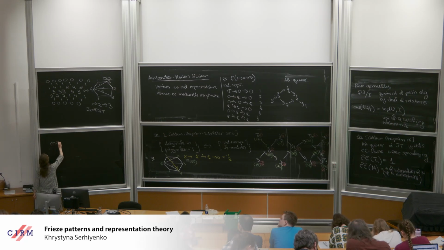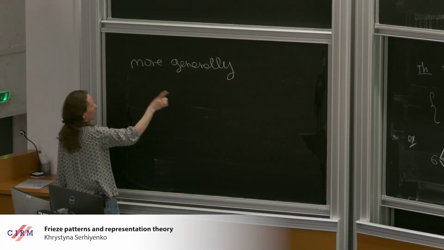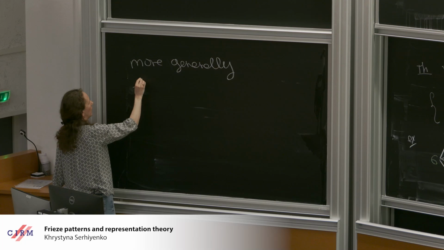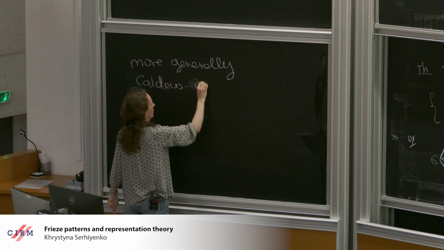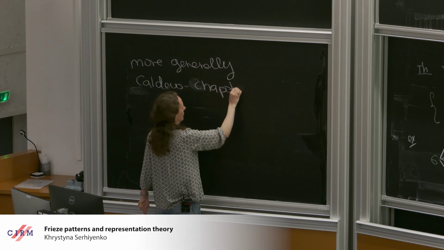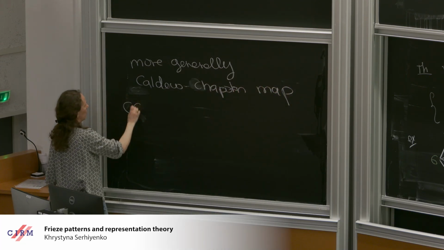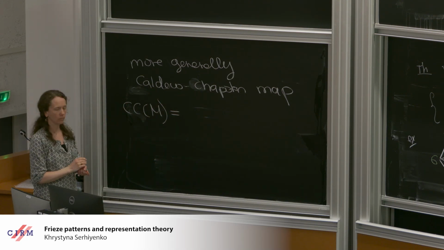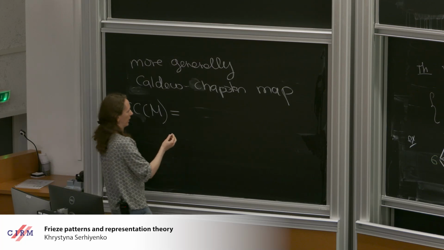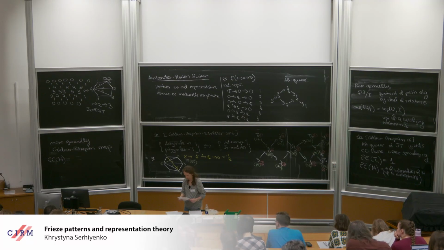More generally, there is something called the Caldero Chapoton map, which takes in a module and outputs a Laurent polynomial in the variables x_i. I'm just going to write it. I won't explain too much about it, just in words.